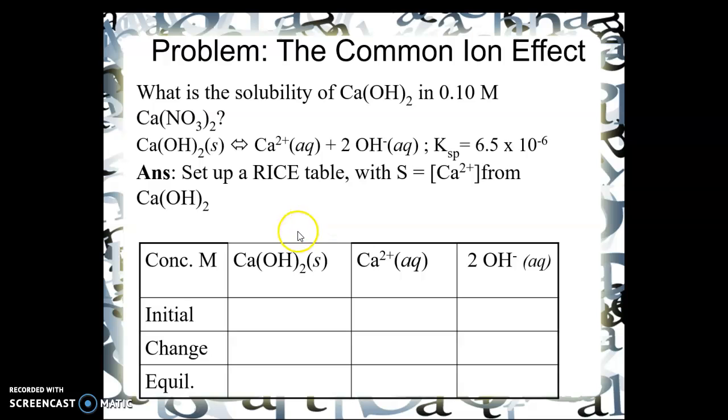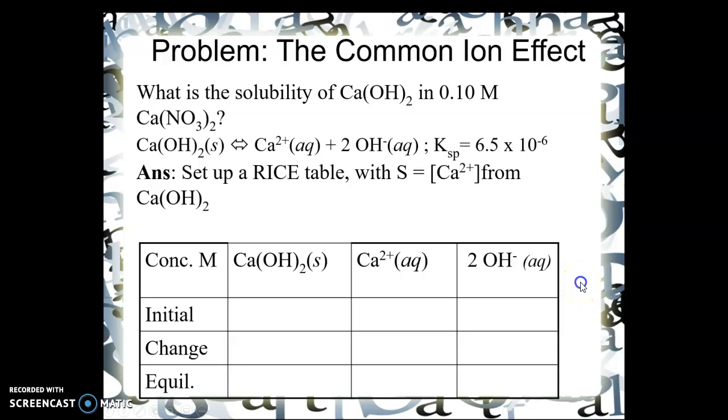So what that means is, if you look at the balanced chemical equation, the fact that we've got a very high concentration of calcium to begin with means that we might expect that the calcium hydroxide would be more or less soluble. And I think you'll see that if we pump this up, to keep the solubility product the same, we've got to reduce the amount of hydroxide in solution. So we set up our ICE table here with the solubility equal to the calcium ion concentration, but only the calcium from the calcium hydroxide solid that's dissolving.